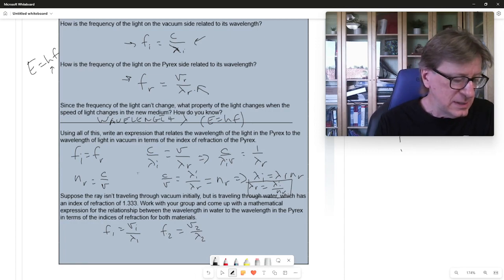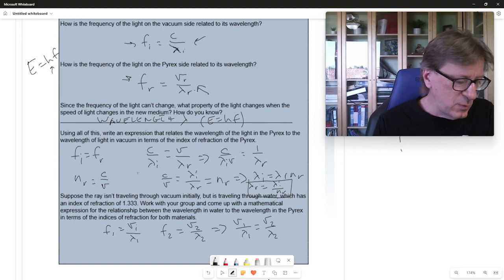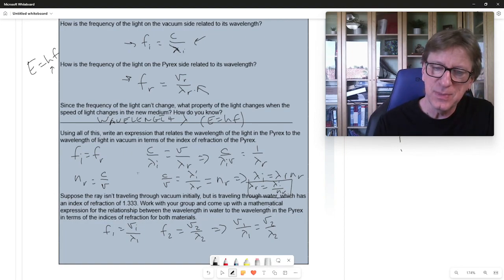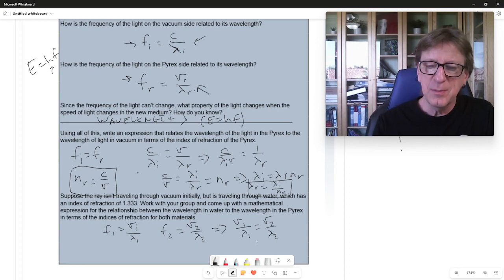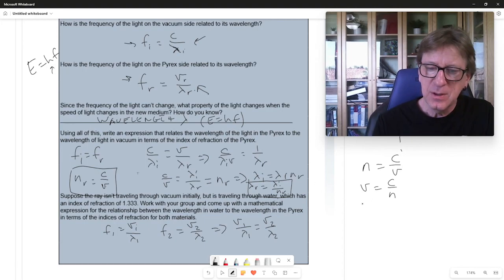Now again, F1 is equal to F2, and so that tells me that V1 over lambda 1 must equal V2 over lambda 2. Remember that I want this in terms of the index of refraction. So I'm going to take my expression right here and solve this for V. Let me do this over to the side. If I have N is C over V, then V must be C over N, like that. Okay, so we will put that in for this expression here.